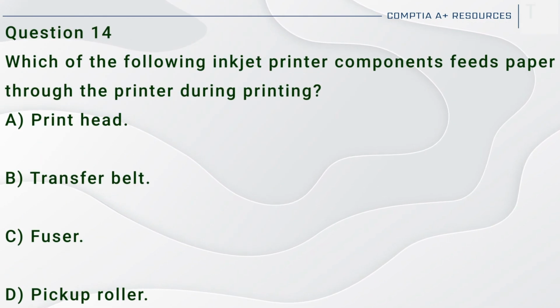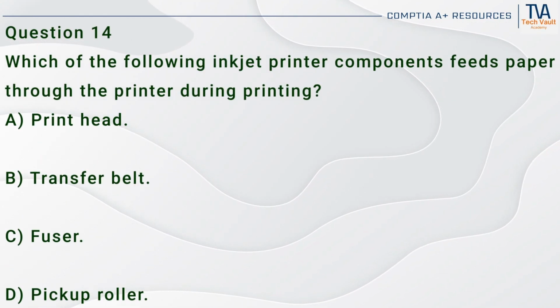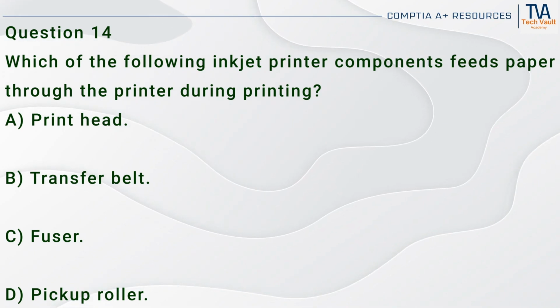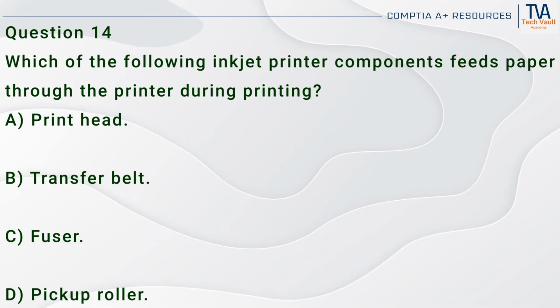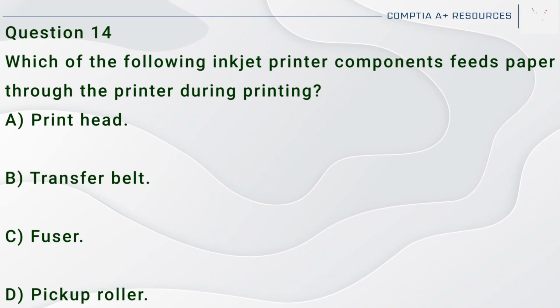Question 14. Which of the following inkjet printer components feeds paper through the printer during printing? A. Print head. B. Transfer belt. C. Fuser. D. Pickup roller.